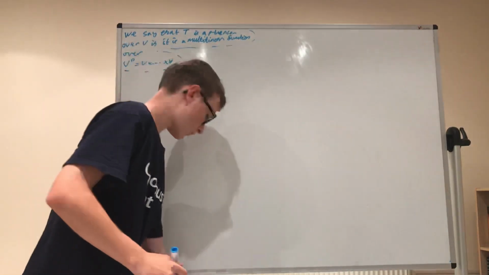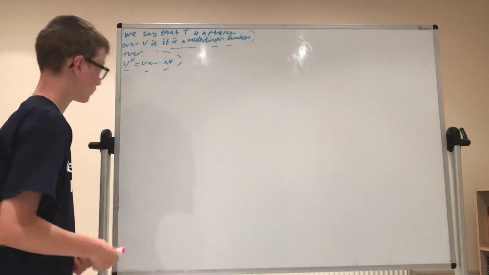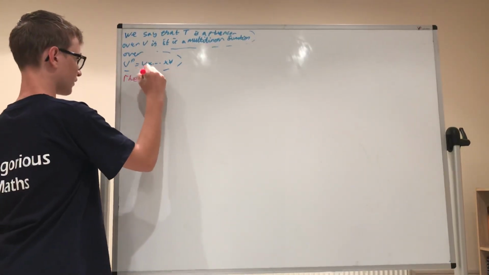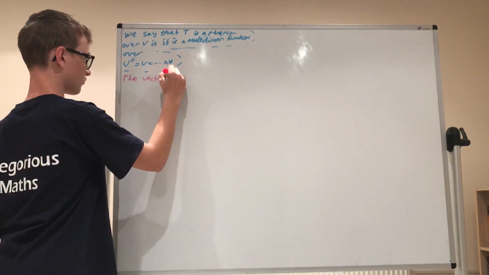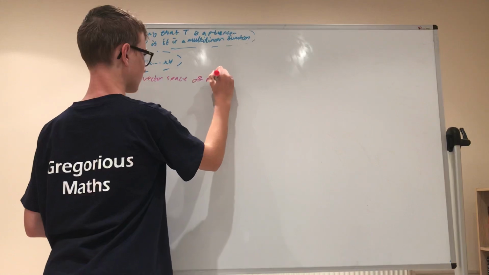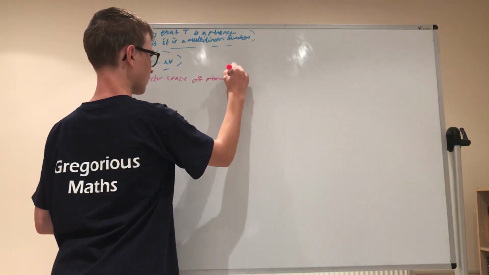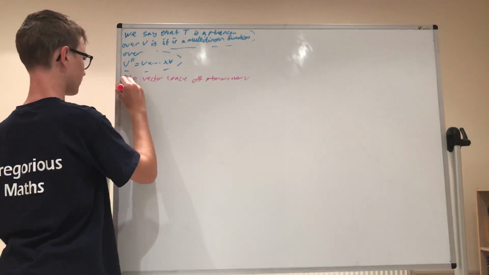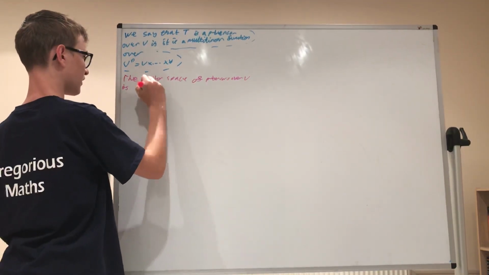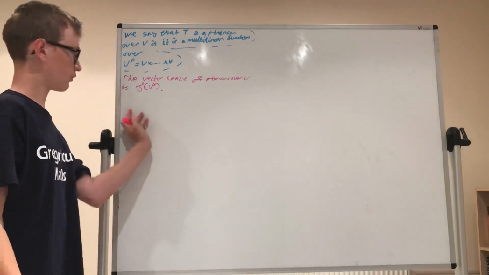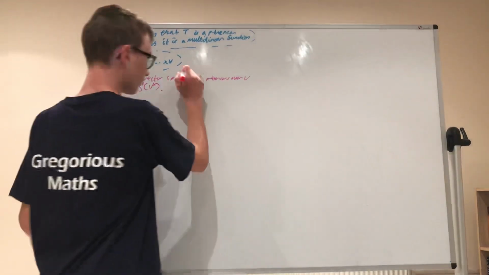And the vector space of p-tensors over V is denoted T to the p of V star. Alright, so this is the vector space of p-tensors.